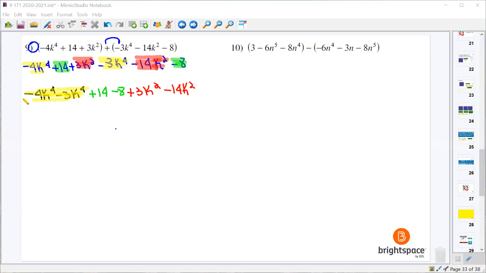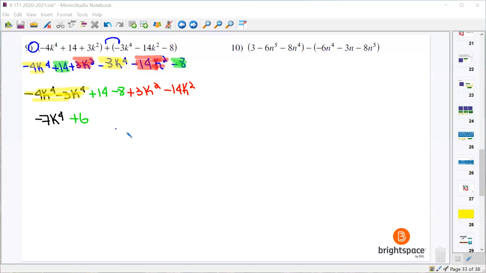Now, in this yellow part, negative 4 minus 3, what is the answer? I owe 4 and I owe 3. How much do I owe? Negative 7. Negative 7k to the fourth power, right? And then I'm going to turn to green. Plus 14 minus 8. What's the answer, guys? Positive 6. Because 6 plus 2 is 10, and plus 4 is going to be 14.